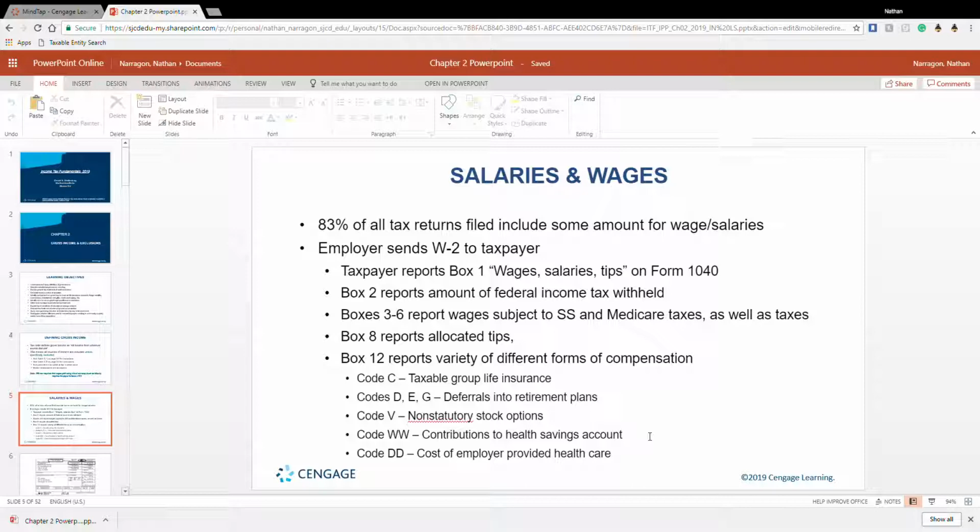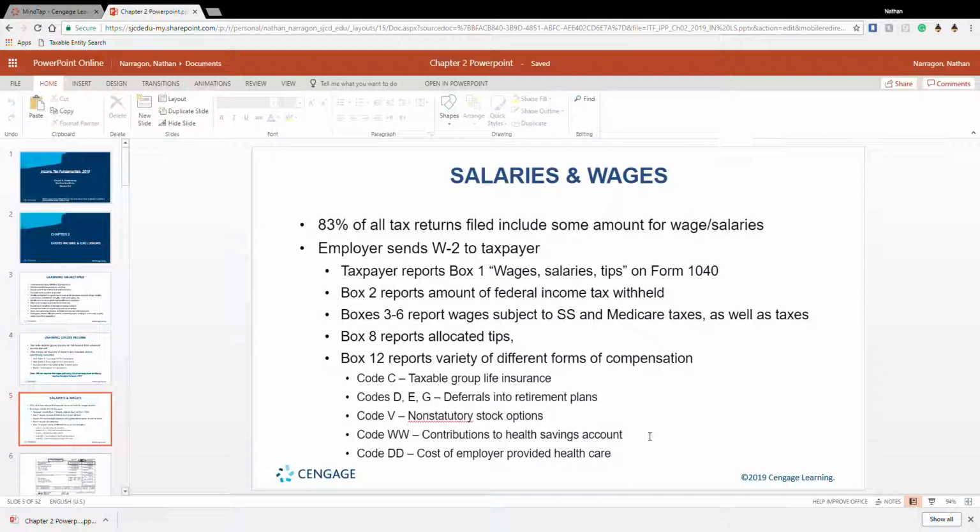But 83% of all tax returns filed include some kind of wages or salary. Almost 70%, this is probably all they have is W-2s. They don't have anything special. But we actually do have to understand the W-2. How does it file? What does the information tell us? What's cool, we do have software that helps out, but having that basic knowledge really does help us out.